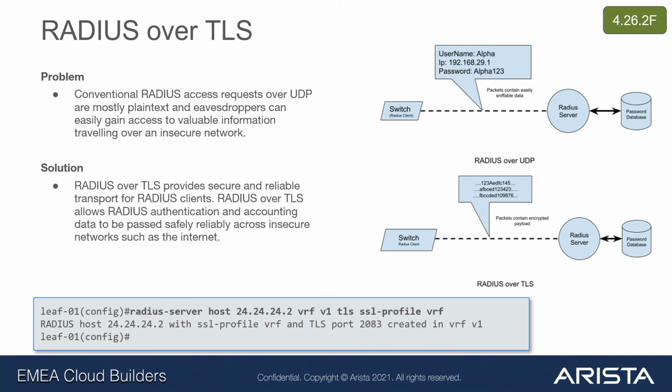But effectively, you configure the RADIUS server host with an IP, the VRF that you want to put it into, and then specify the SSL or the TLS profile that you want to add onto the RADIUS session. And then from there on out, everything from a RADIUS standpoint is encrypted. So I know a few customers have been looking for that too, and that is in 4.26.2. So there you go. There's a lot of new features there.